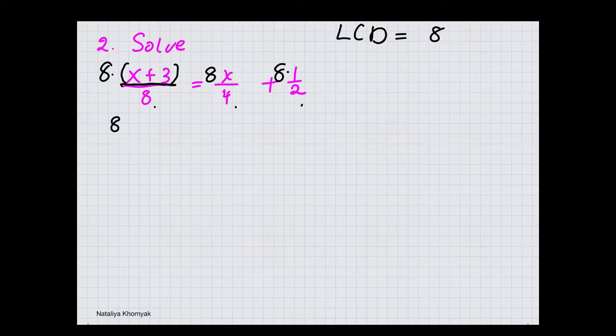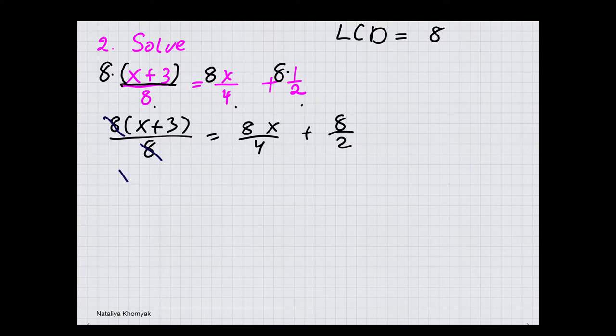So we have 8 times x plus 3 out of 8 equals to 8x out of 4 plus 8 out of 2. 8 goes into 8 one time. x plus 3 equals to 4 goes into 8 two times. 2x plus 2 goes into 8 4 times. Once you get out of the fractions, you can start solving.